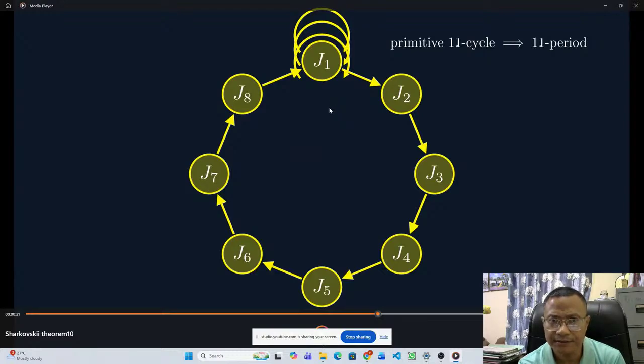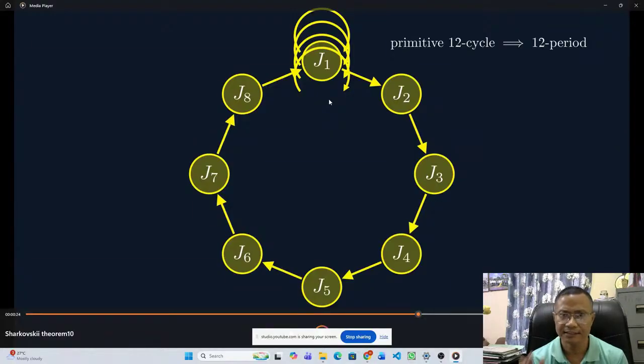Okay, how about period 12? We can add one more loop at J1, and then we get a primitive cycle of length 12, and then we have a periodic point of period 12. So that way we can add one more loop at J1, and we'll get a primitive cycle of length 13, and there will be a periodic point of period 13 also, and it goes on infinitely many times. For 100 also, you can add one more loop at J1, and you will get a primitive cycle of length 100, and then you will get a periodic point of period 100.